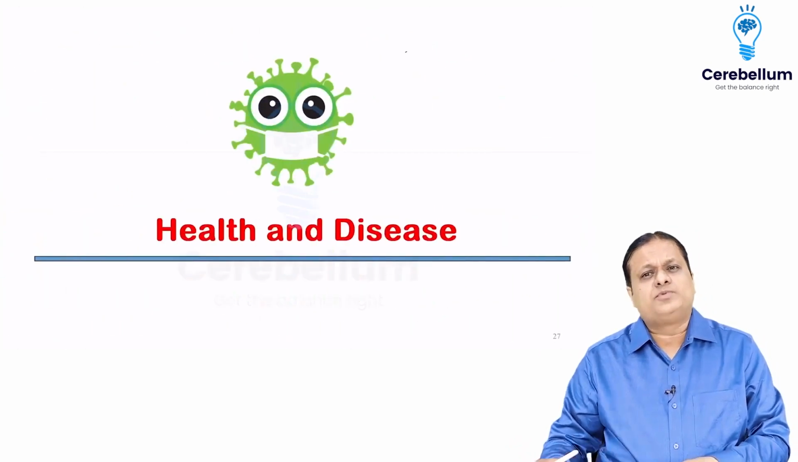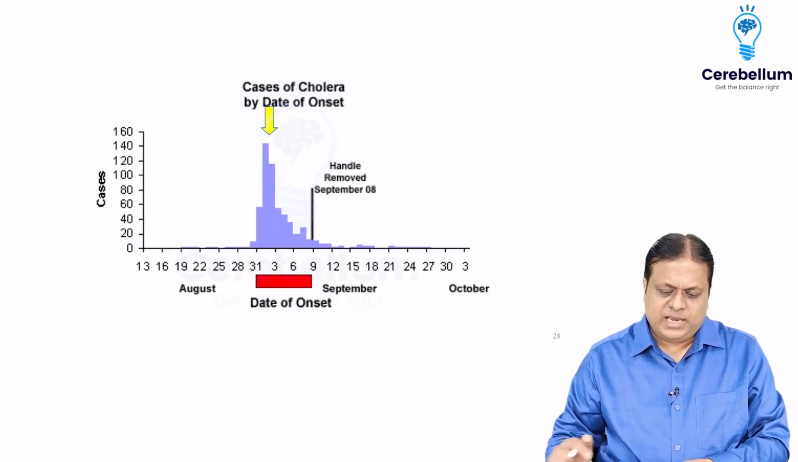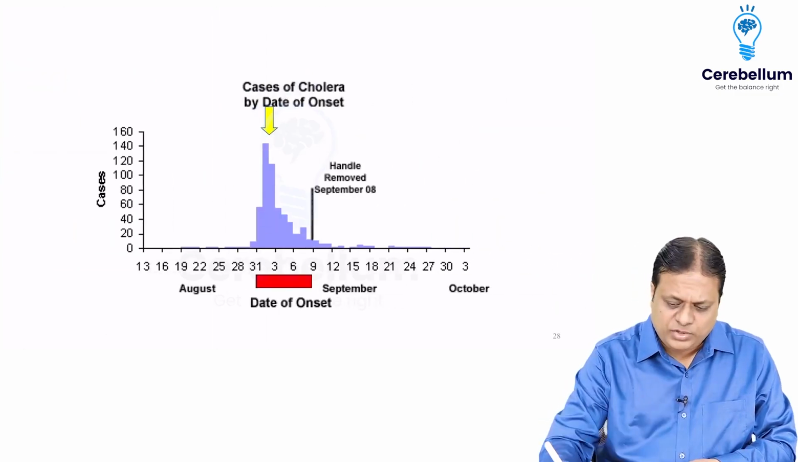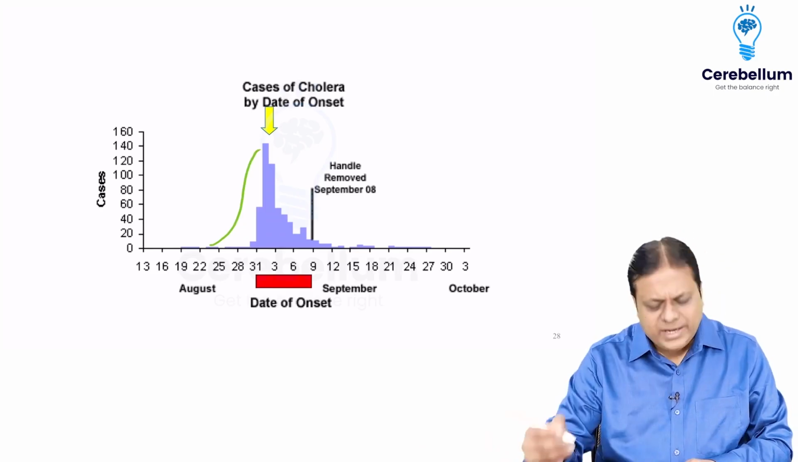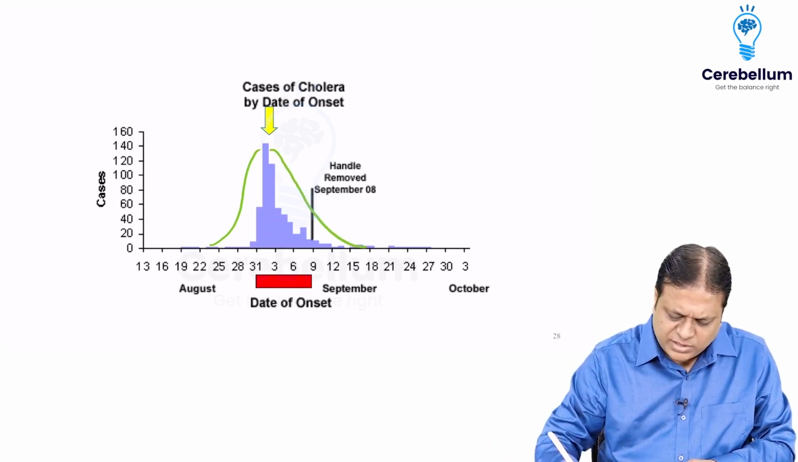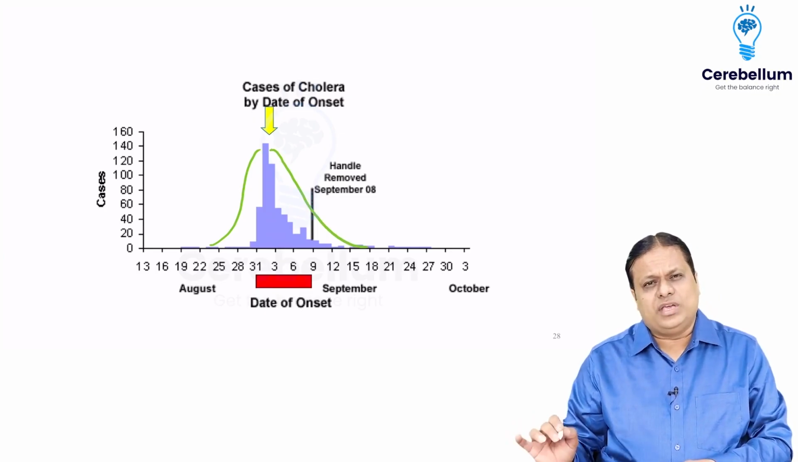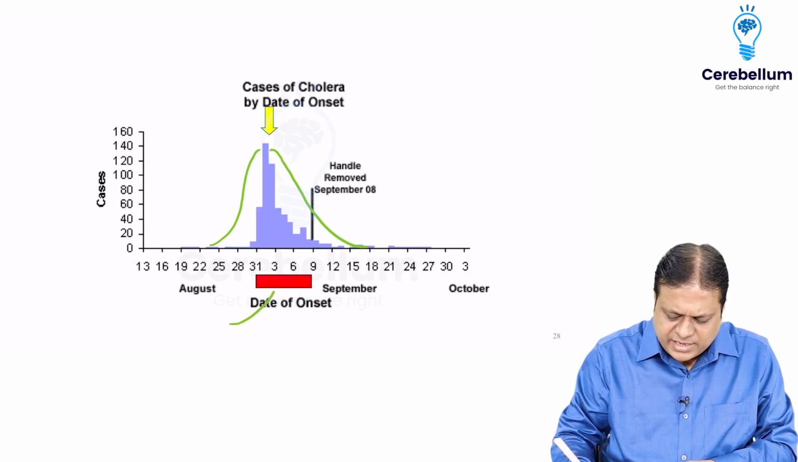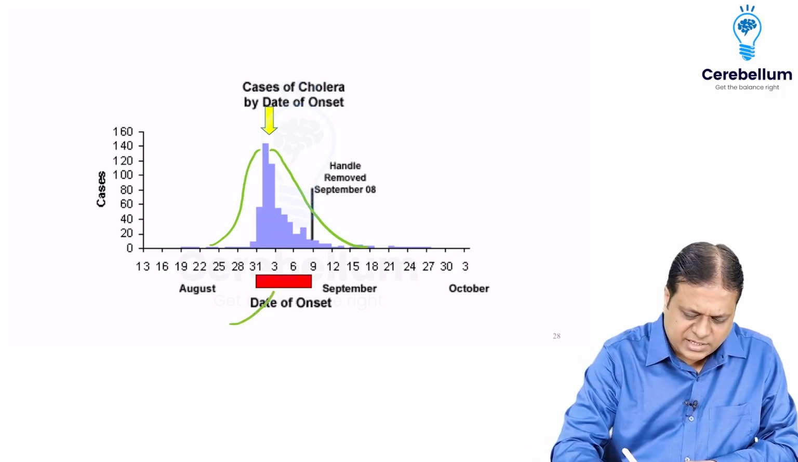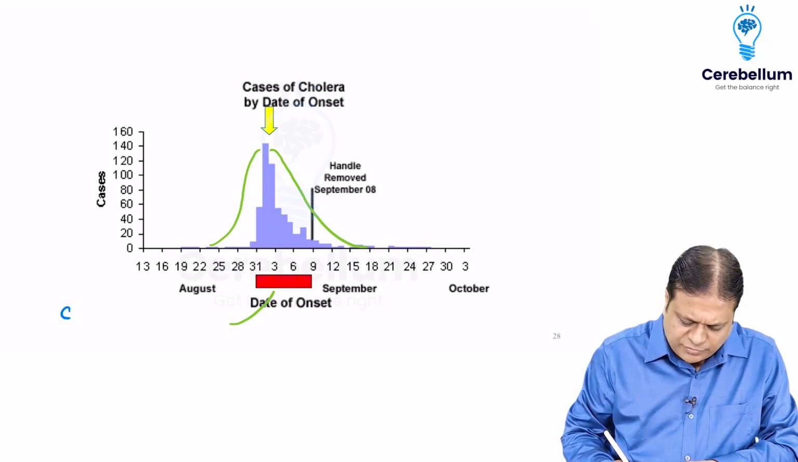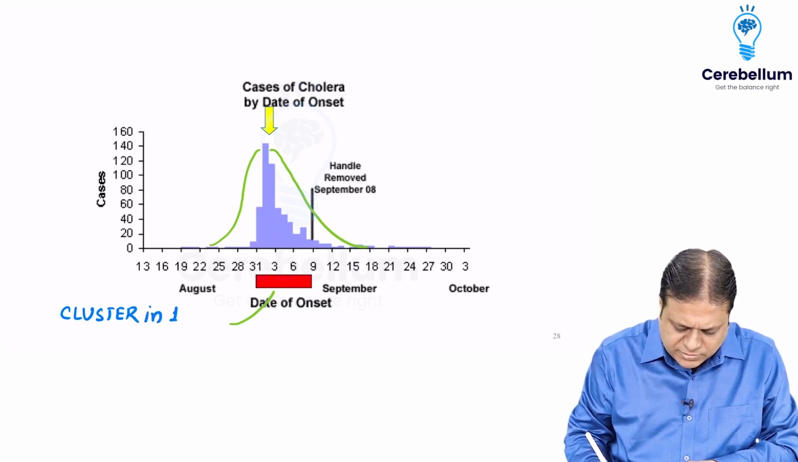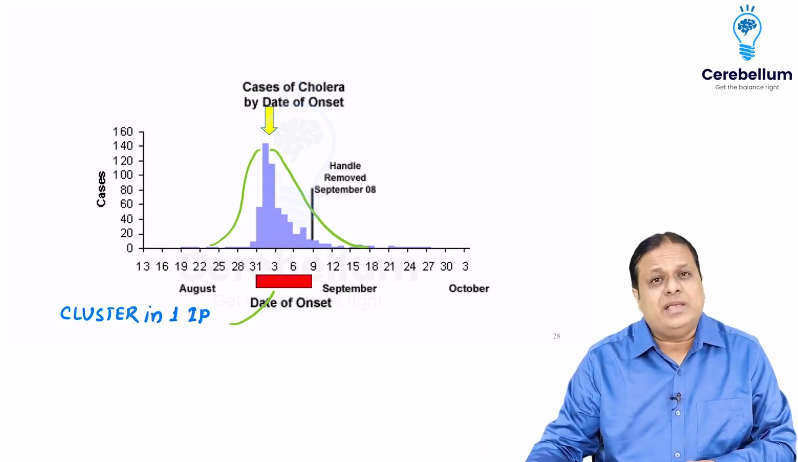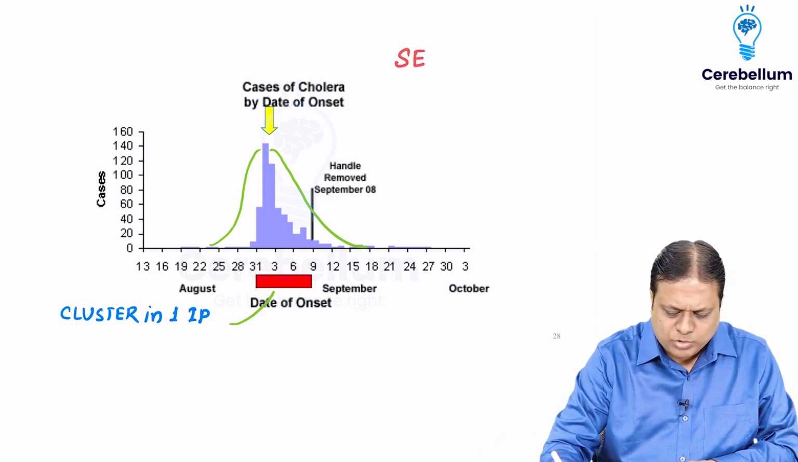Now when we look at types of epidemics, then this is, look carefully, there is a sudden rise in number of cases, and when treatment is started there is a sudden fall in number of cases. If you look carefully at the bottom, this red bar indicates there is a clustering of cases in one incubation period of the disease. So this is a type of single exposure point source epidemic.